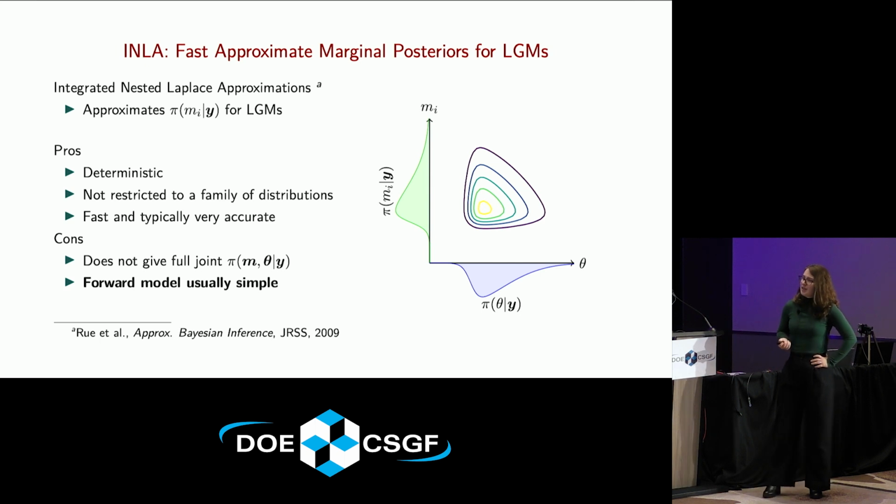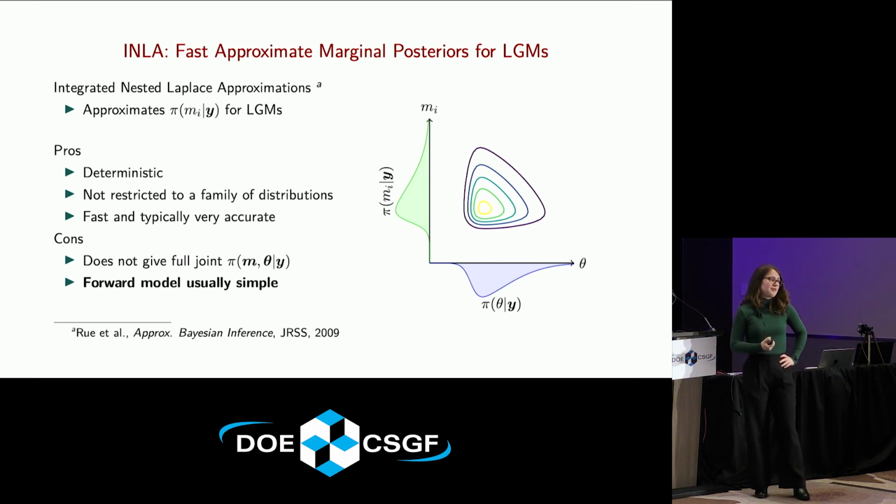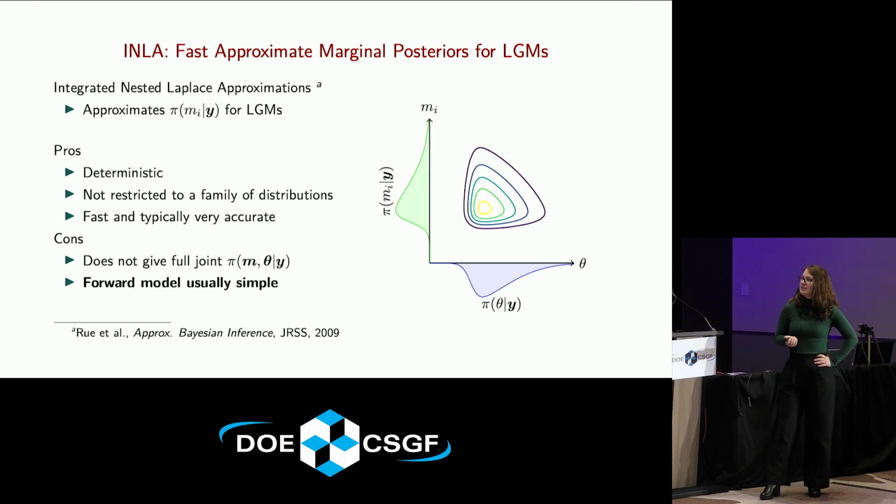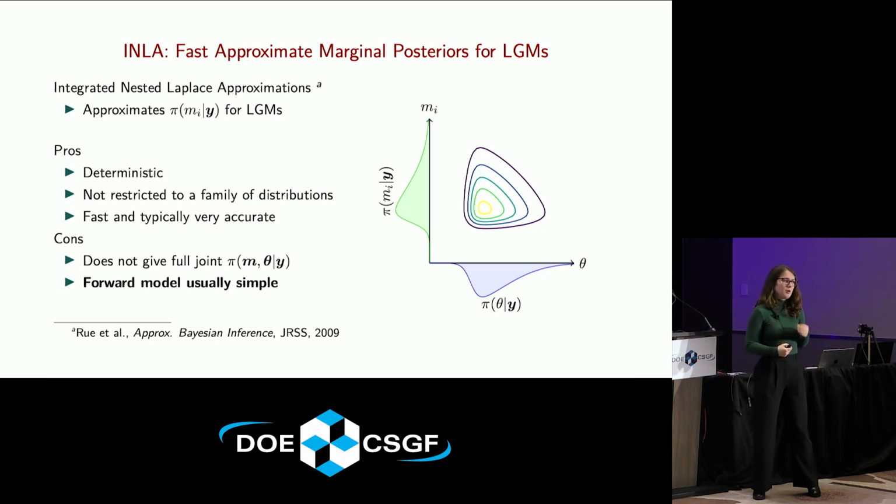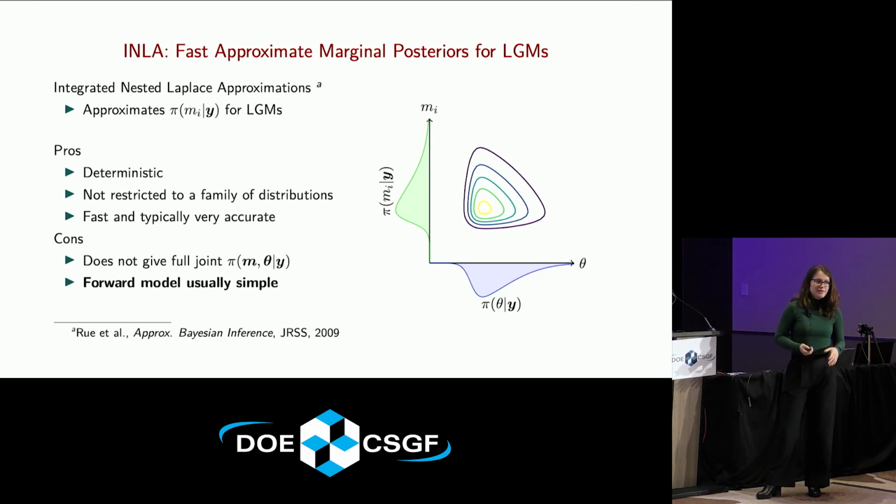And the other con that is in bold here, because it's what I'm going to focus on for the rest of the talk, is that this is a method that's been used typically in cases where the forward model is very simple. So often it's as simple as just an identity map. And I'm more interested in PDE cases. So I'm going to talk about how we might be able to extend this to PDE problems.